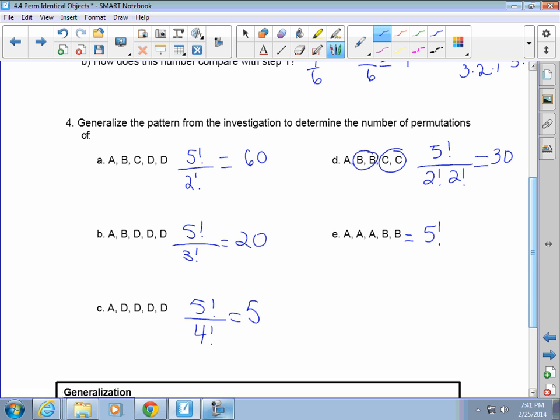For this one, we've got 5 letters, but we have the A repeating 3 times and the B repeating twice. So that equals 10.